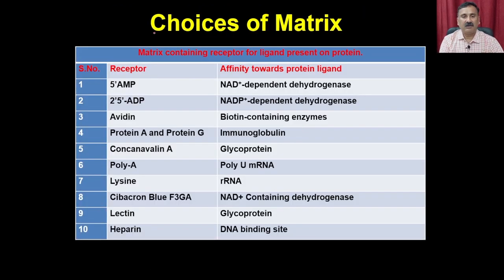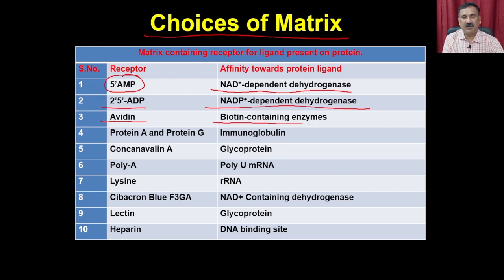For affinity chromatography, you can have different types of choices. You can have a receptor like 5' AMP, which has an affinity for NAD plus dependent dehydrogenases. 2', 5' ADP is also for NAD plus dependent dehydrogenases. You can have avidin, which is for biotin-containing enzymes. Then you can have protein A or protein G, which have affinity for antibodies.